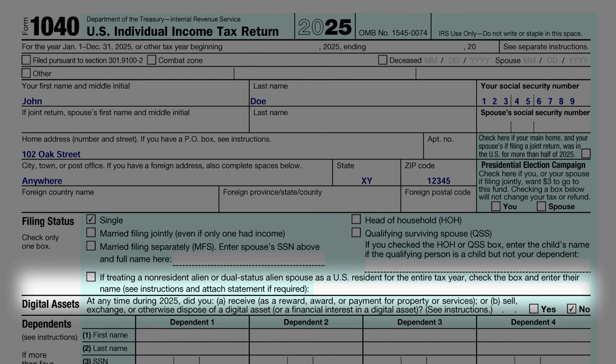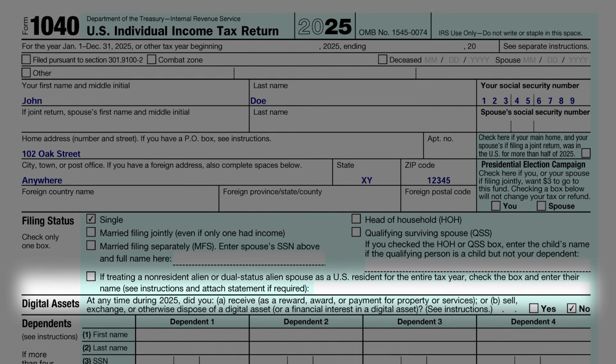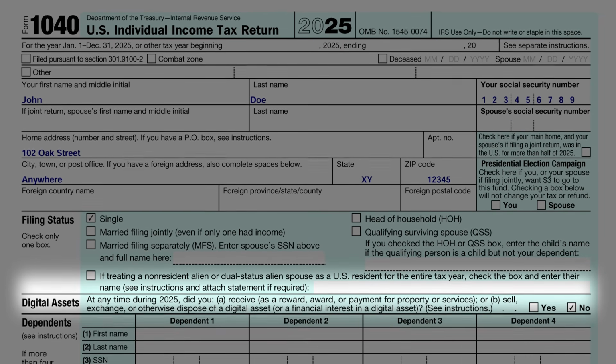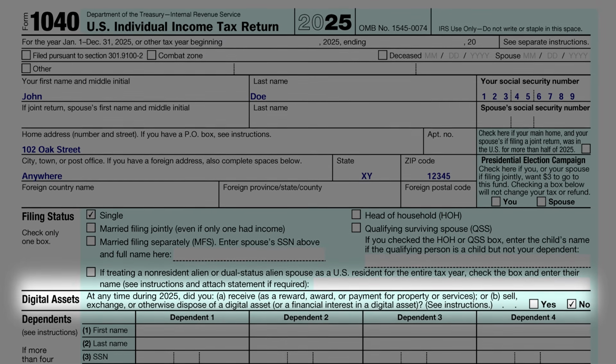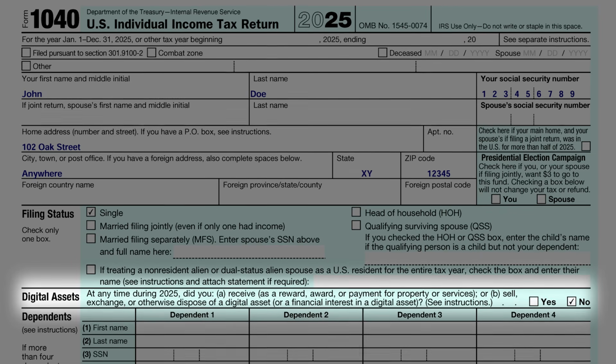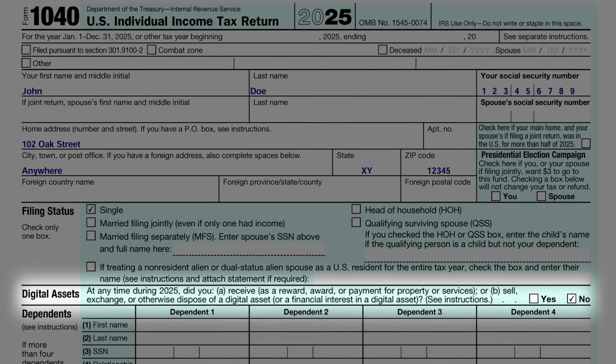For tax year 2025, the Form 1040 asks whether during the year you received digital assets in certain ways or sold, exchanged, or otherwise disposed of them. John didn't have any digital assets, so he checked no and moved on.